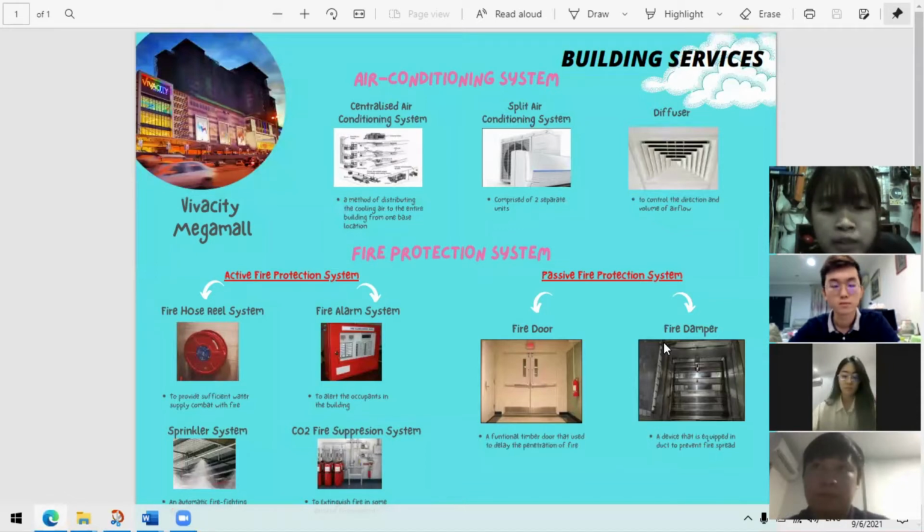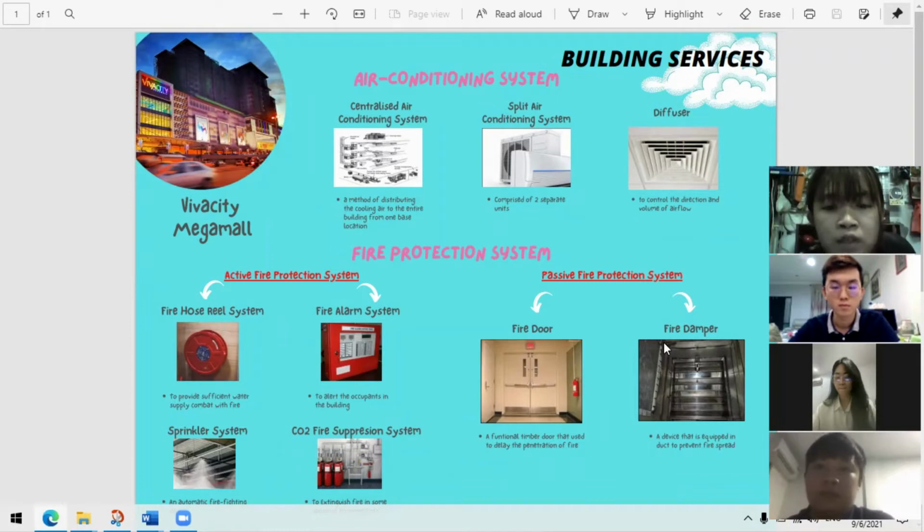Today, we are going to present building services system in the commercial building. In this assignment, we chose Vivacity Mega Mall as our case study. The shopping mall is currently the largest shopping mall in Kuching, Sarawak. It consists of 5 stories that can accommodate more than 300 retail stores and 3,500 parking bays.